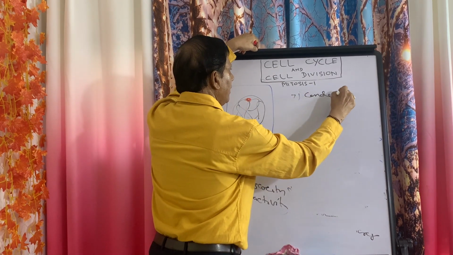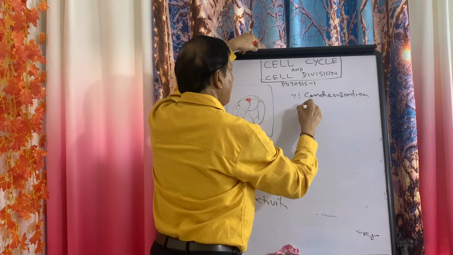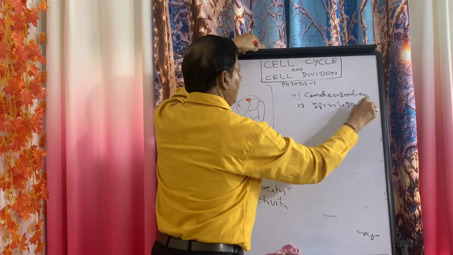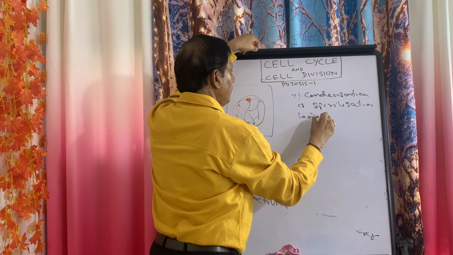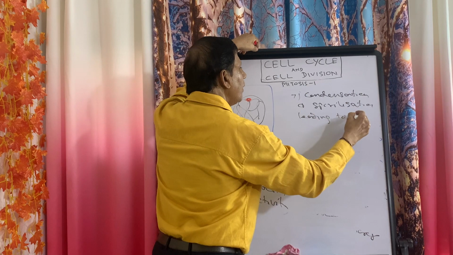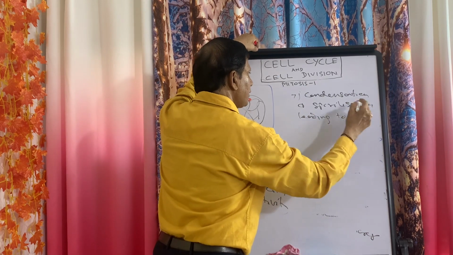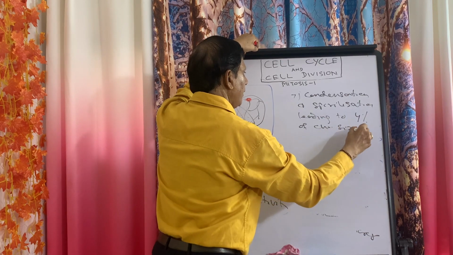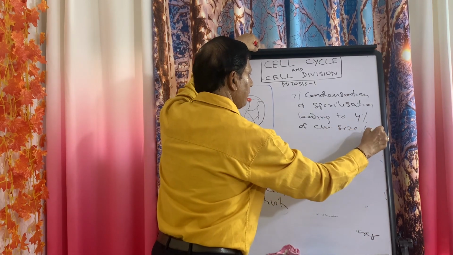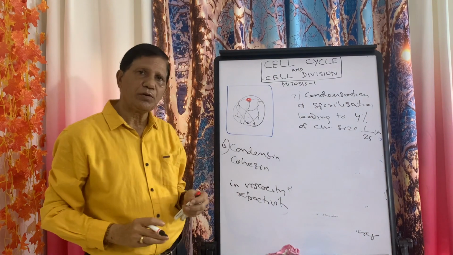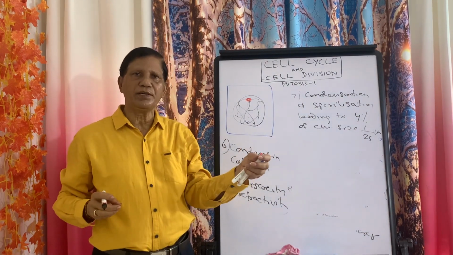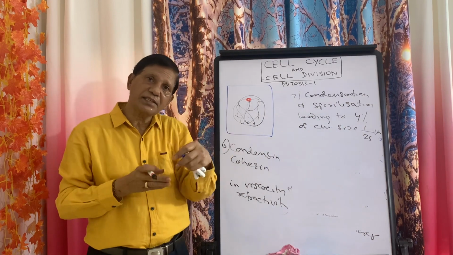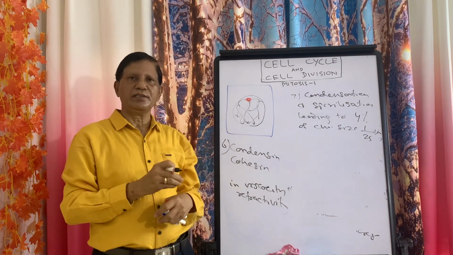Condensation and spiralization leading to 4% of chromosome size, or you can say 1/25 of the size. Suppose the length of the chromosome was 100 micrometer, now it will be 4 micrometer. That means to that extent it will condense due to spiralization.